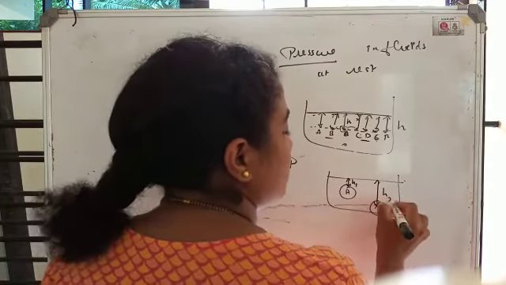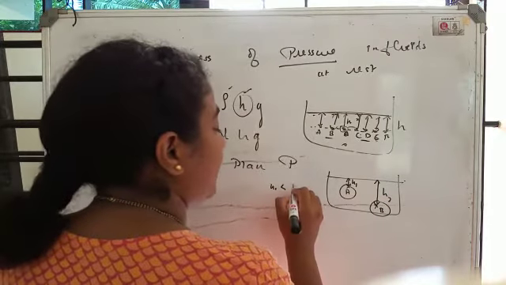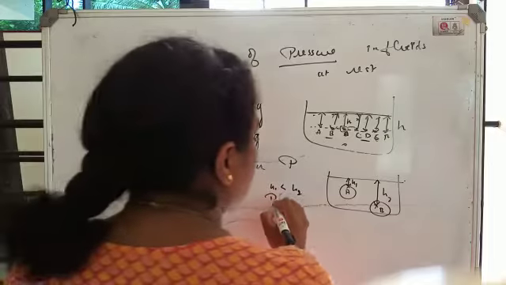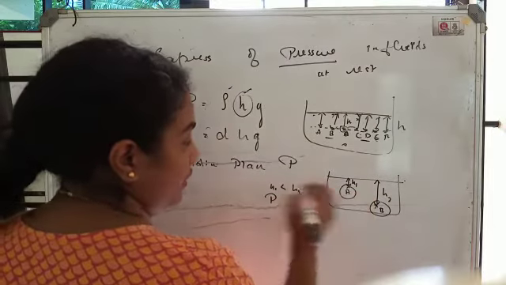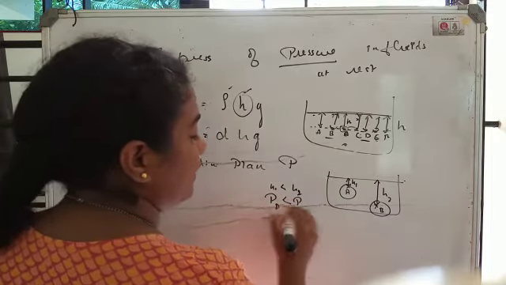This is H1, this is H2. H1 is smaller, H2 is bigger. So the pressure at point A will be smaller when compared to the pressure at point B.